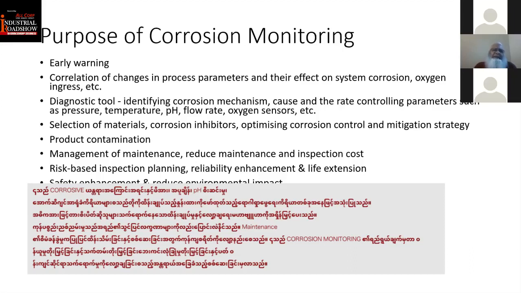Selection of materials, mainly the corrosion inhibitors, optimizing corrosion control and mitigation strategy as far as the corrosion inhibitors are concerned. Product contamination, right, can also change the corrosive characteristics of the fluids. The management of maintenance, reducing maintenance and inspection cost, also comes from the purpose of corrosion monitoring. Risk-based inspection planning, reliability enhancement, and life extension, safety enhancement, and reduced environmental impact.